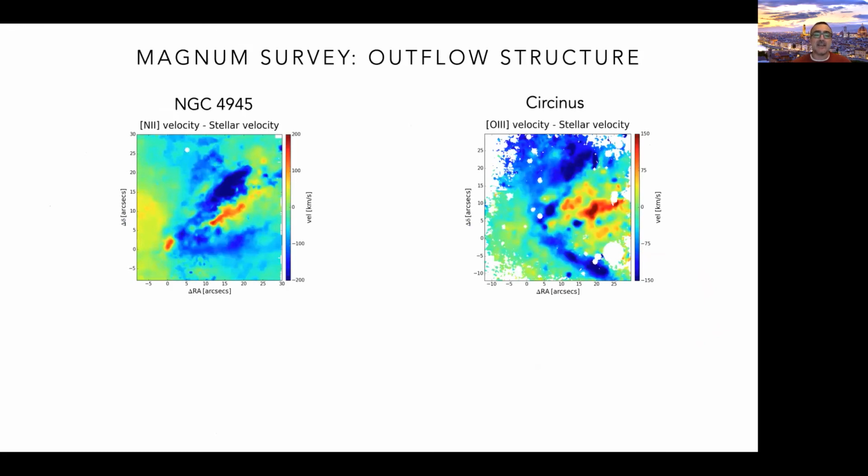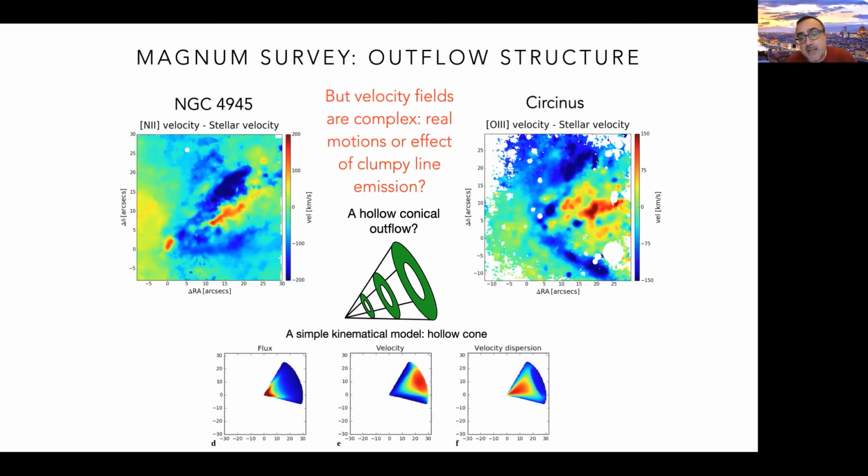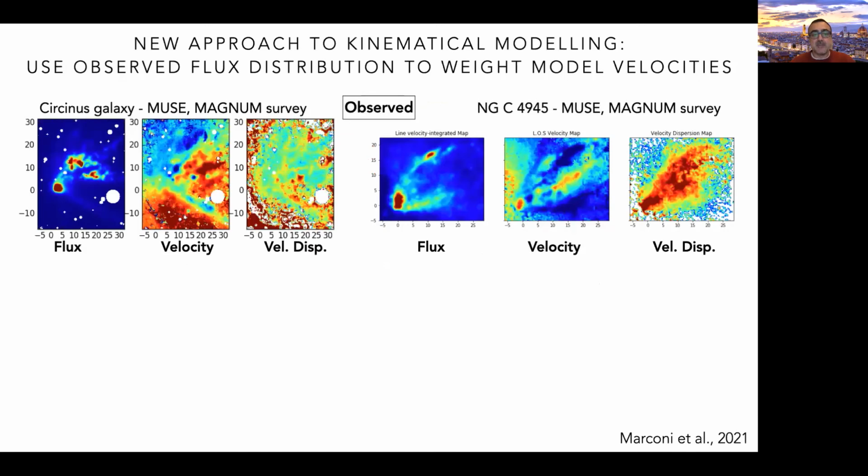This is related to the outflow structure that we see in kinematics. So you see clearly these features in these two galaxies, where you have blue velocities on the edges of the cone and a red velocity at the center of the cone. This can be interpreted with a conical outflow. Indeed, if you do a simple model, you can find again these features. However, the observed velocities are much more complex than the simple model that we can do. So we can question whether this is the effect of real motion or the effect of a clumpy line emission.